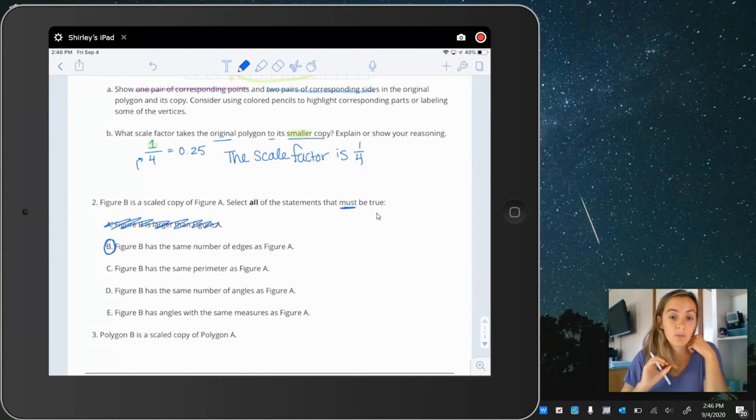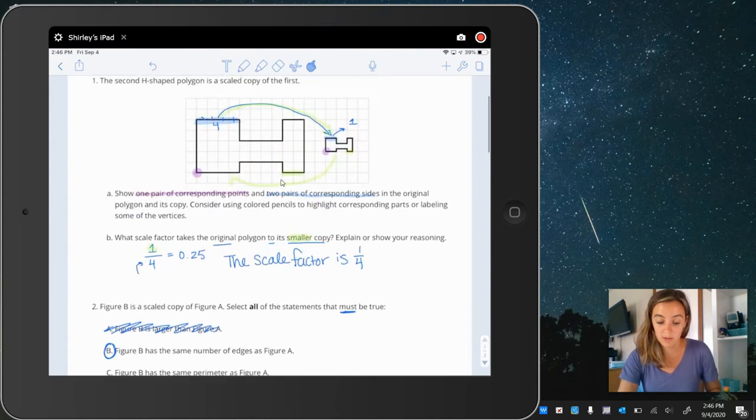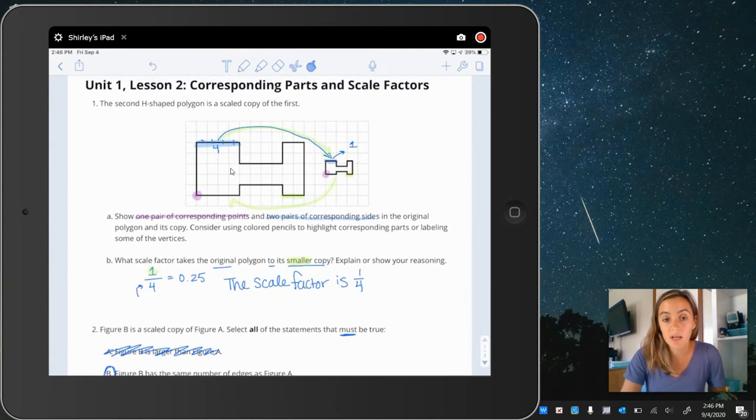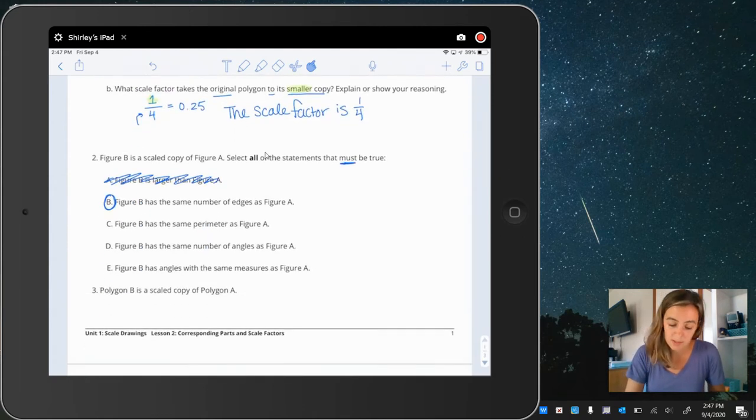Figure B has the same perimeter as figure A. That's not true. Remember, perimeter is your distance around the outside. And again, I can use this example up here to help me. If I added up all of these blocks all around the edges, is that going to be exactly the same as if I were to add all of these up? No. Obviously, if I add the smaller shape up, it's going to be a smaller number than if I add the bigger shape up. So that's not true. Scaled copies do not have to have the same perimeter.